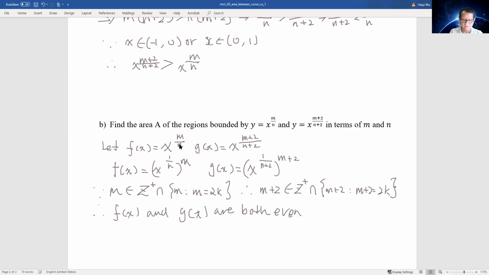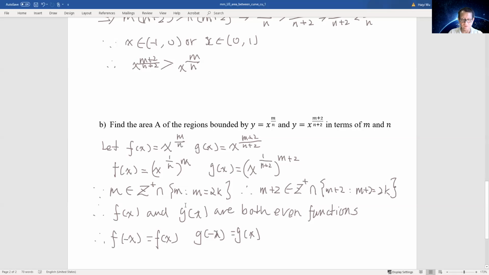What do we mean by even functions? It means if I put a negative x, the result will be equal to that for positive x. If I put a negative x on the left, it'll be the same as on the right. So those two functions are even.